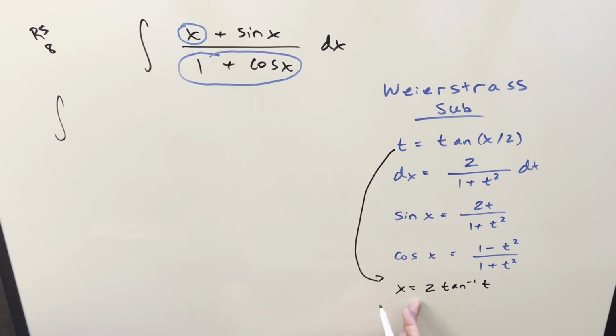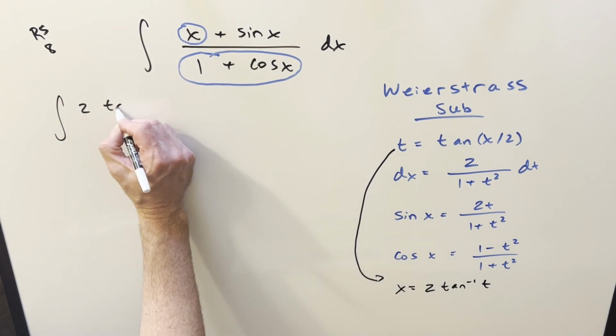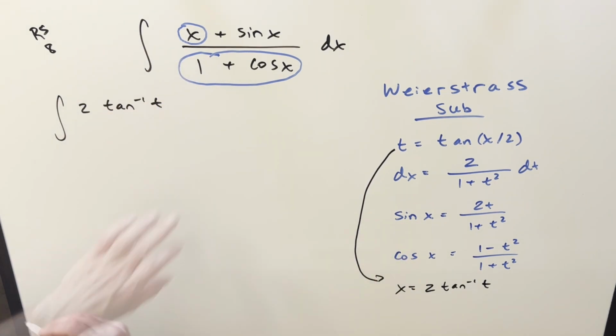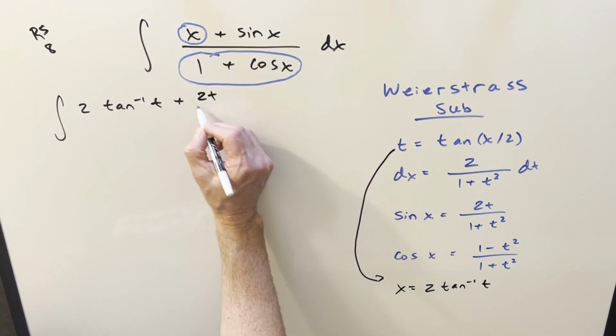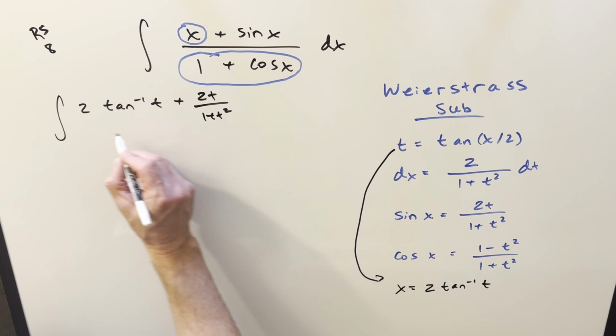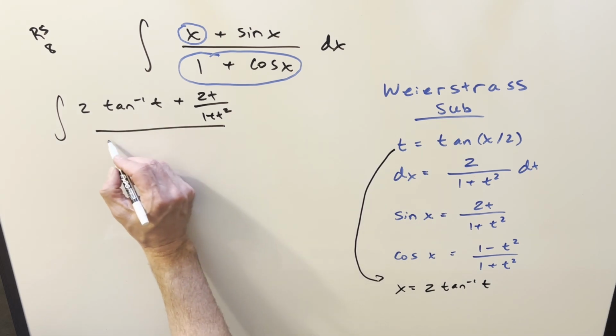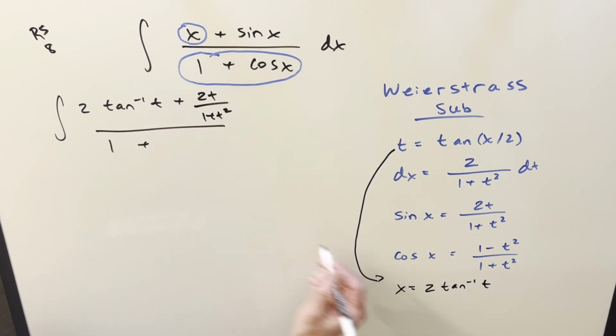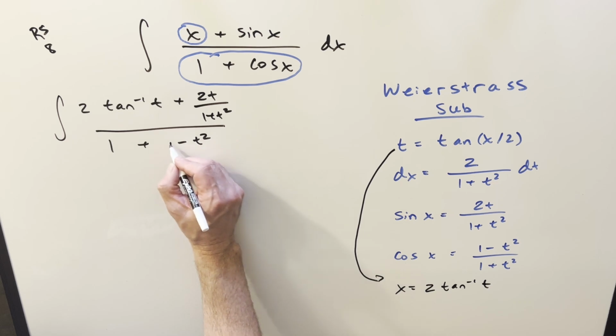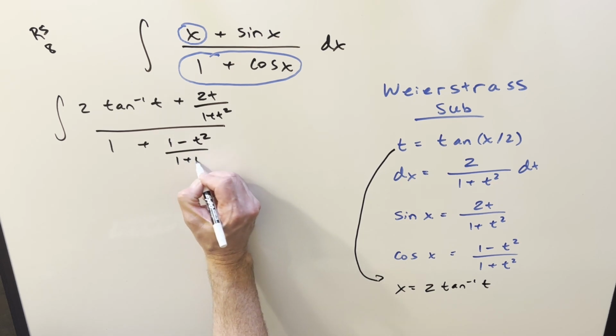Okay, so now let's go ahead with our substitution, just using everything we have to the right. So for our x, we'll start with this right here, and we'll have 2 arctan of t. Sine of x, we'll use this over here, so we're going to have plus 2t over 1 plus t squared. It's going to be a little messy at first. We're going to have just 1. Cosine is going to be 1 minus t squared over 1 plus t squared.